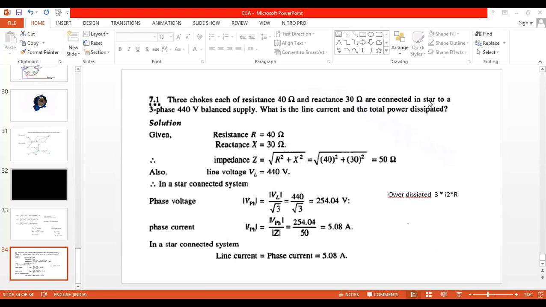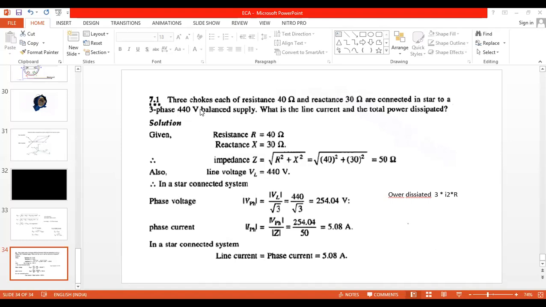Star connection means immediately what is our formula? Line voltage equals root 3 times the phase voltage. That formula we have to write. And star to a 3 phase. I mentioned 3 phase means 3 different wires displaced by an angle of 120 degrees. Sir, why are we using 3 wires? 3 wires provide high energy. 440 volts, they can give 400, 700, any voltage. Balanced supply, it is always balanced, a constant voltage.